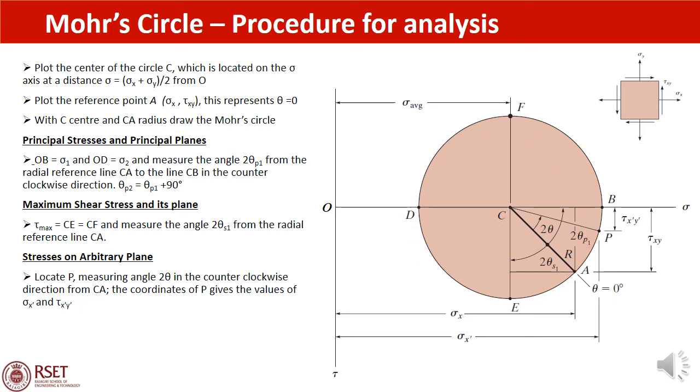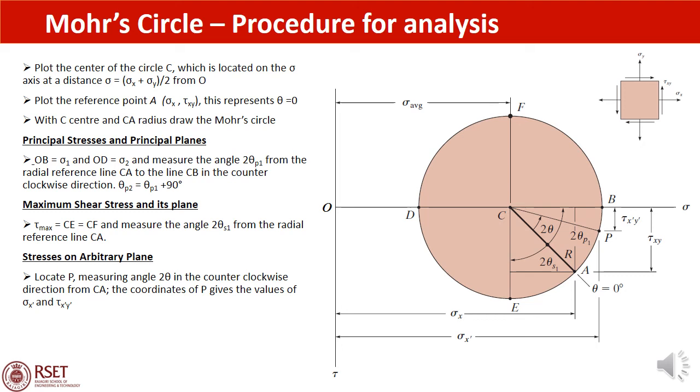Now how to analyze the principal stresses and principal planes? We know that along the sigma axis, the distance OB has the maximum magnitude, which represents the value of the major principal stress sigma 1. So OB equal to sigma 1 gives the major principal stress. It can also be seen that OD gives the minimum value for the normal stress, which will give you the minor principal stress sigma 2. So OD equal to sigma 2 is the minor principal stress.